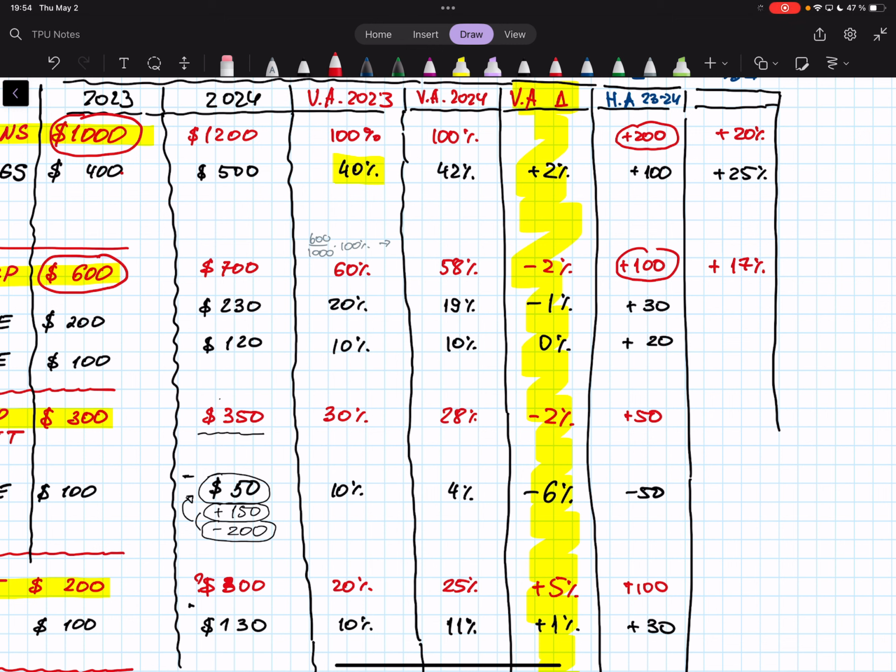Мы соотносим разницу с базой. База у нас 600. Мы разницу делим на базу. То есть мы считаем, сколько в процентах изменение. Дошла. 17%. Okay, next.